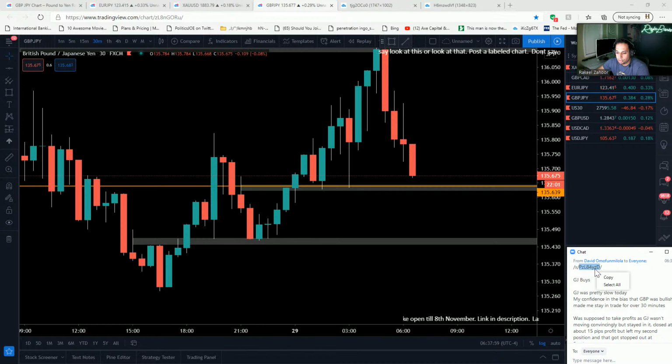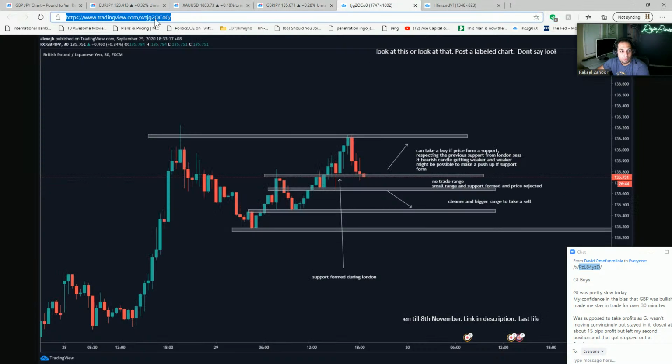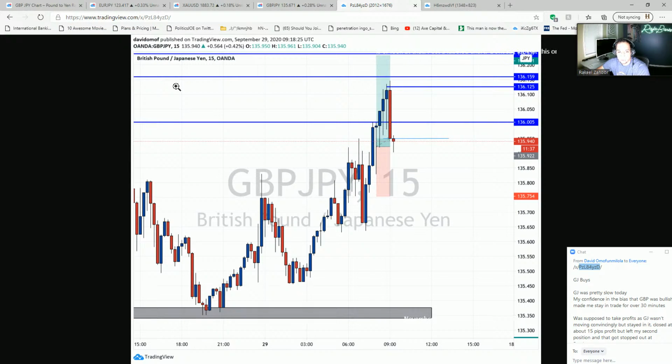Let's take a look at this chart here. Okay, GJ 15 minutes. So the entry was taken right over here, and I guess the TP was way up over there. But I guess you should have taken profits as price was making higher highs and higher lows. But at the same time, you managed the trade, so it's pretty good.